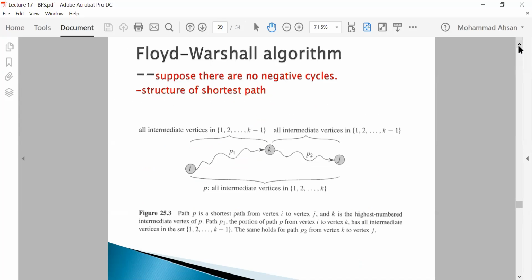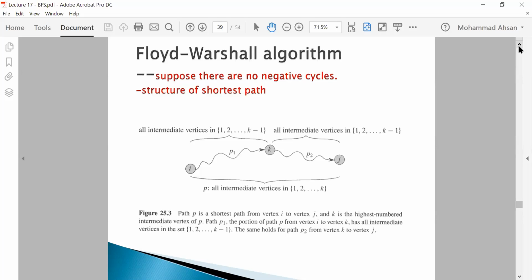Path P, whatever P is, is the shortest path from vertex i to j, and k is the highest numbered intermediate vertex of path P. So path P1, the portion of the path from vertex i to k, has all intermediate vertices in the set 1, 2 to k minus 1. And the P2 path will have all the vertices from k plus 1 to j.